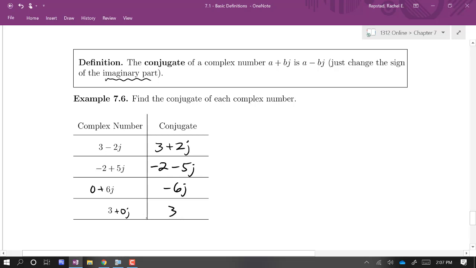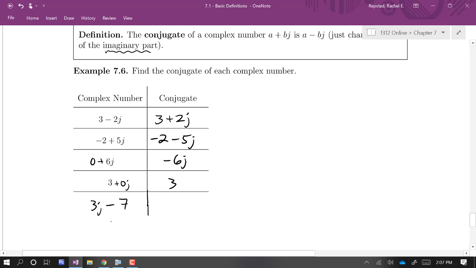Be careful, sometimes they might do something like 3j minus 7, and we're so used to just changing the operation between the two, but if I wanted the complex conjugate of this number, I'm changing the sign of the imaginary part, so it would be negative 3j minus 7, or I usually write the real part first, so negative 7 minus 3j.